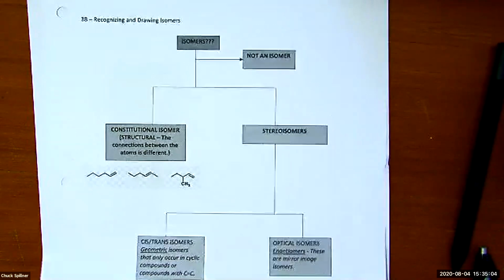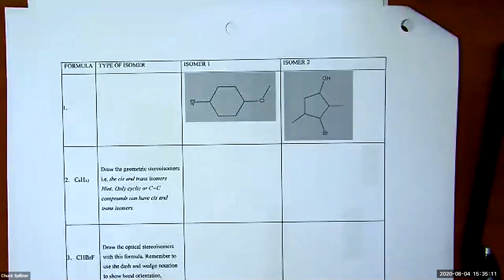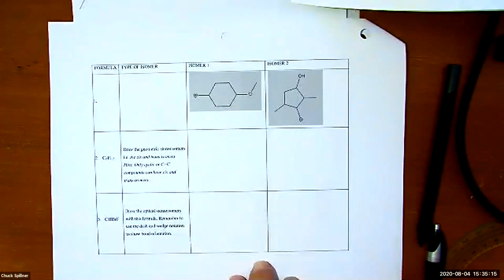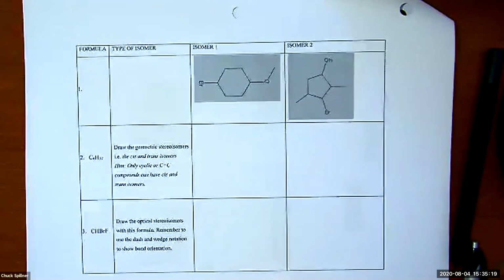So I'll just let you read that and go on to the problem set. In this problem set, we have just 3 problems, and this is a fill in the blanks. I want you to write 2 isomers for 1, 2, and 3. Actually for 1, the 2 isomers are already written. And the idea is to describe what kind of isomer it is.